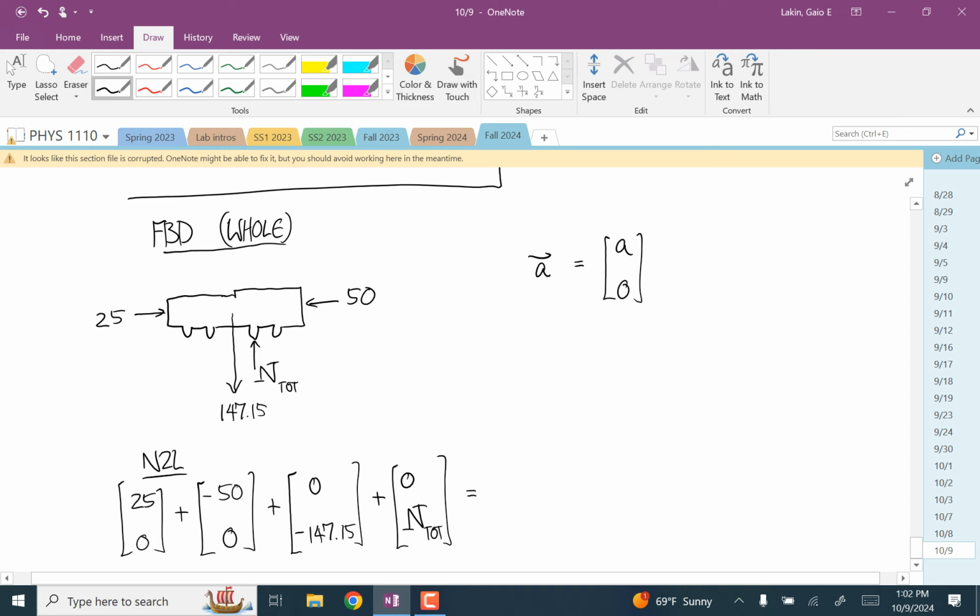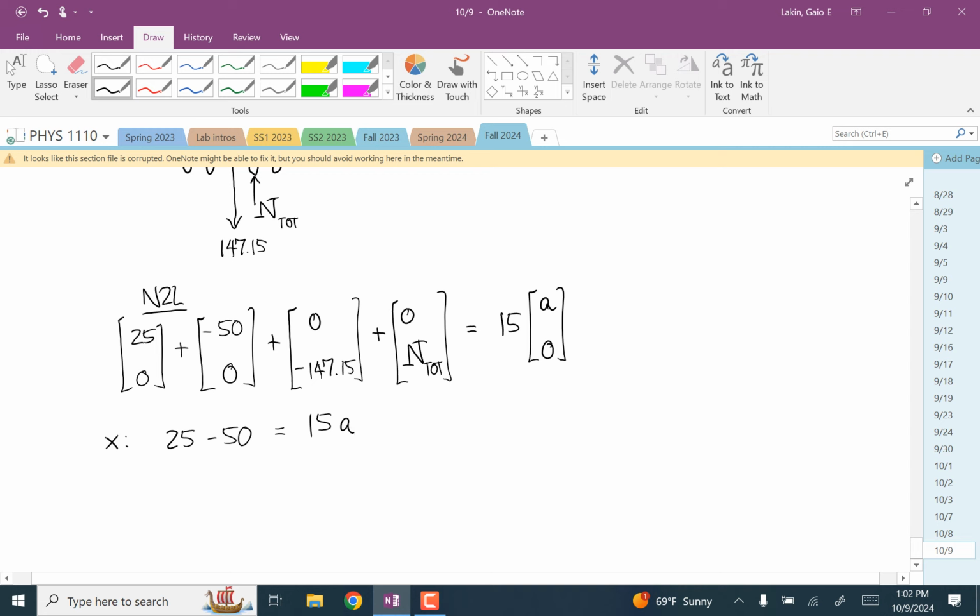And that's equal to the mass of the whole system, 15 kilograms, times our acceleration. Okay. And now I'll go to the X equation, and it says 25 minus 50 is equal to 15A. So negative 25 is equal to 15A. So A is equal to 1.6 repeating, this is negative, meters per second squared.